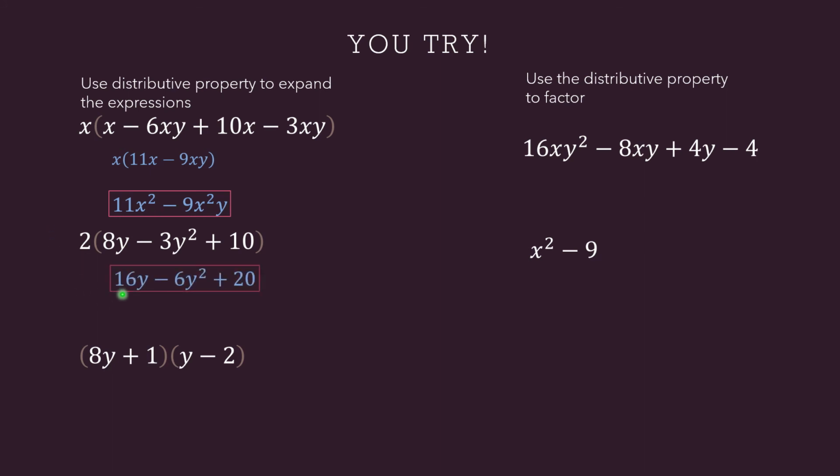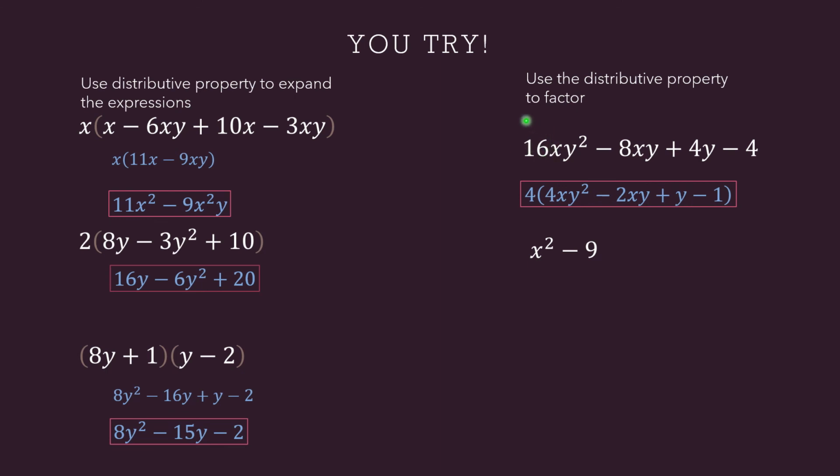For this next one, there are no like terms, so you would just distribute the 2 inside to each term, and then that would be your answer for that one. And then here we're going to use the FOIL method to do the 8y times y, and then the 8y times -2, 1 times y, 1 times -2. And then this would have been your answer. Oh wait, sorry. This would have been your answer. You could add the -16y to the y because they're like terms, and that would have given you -15y.